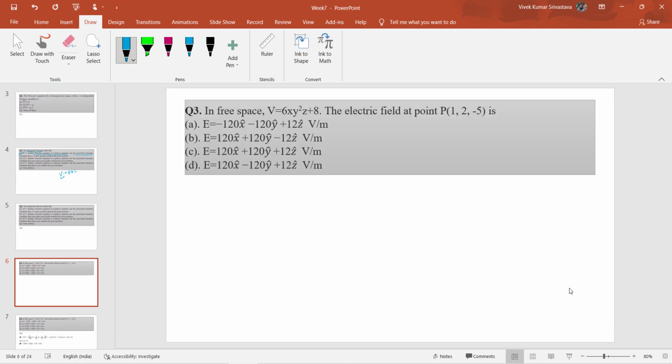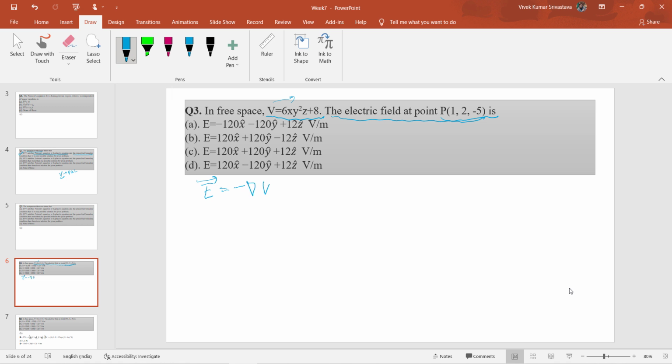Now the third question is, in free space V is defined as 6xy square z plus 8. Here V is basically the potential field. We have to find the electric field at the point 1 comma 2 comma minus 5. As the potential is given and we have to find the electric field, we can use the constitutive relationship, that is E is equal to minus del V.